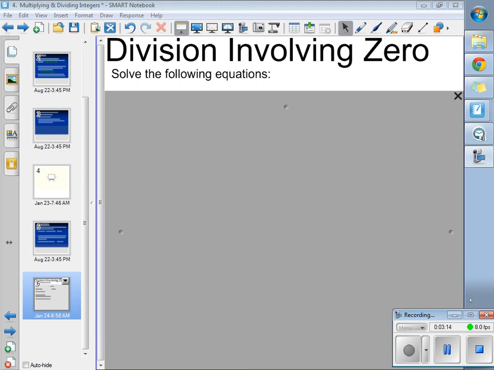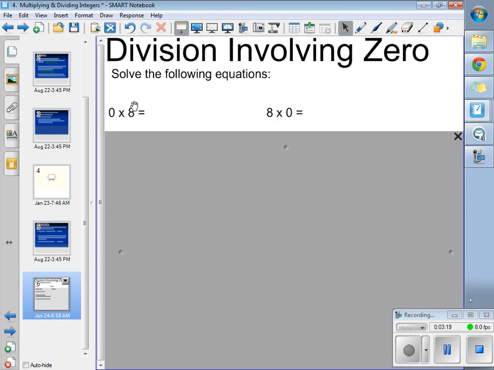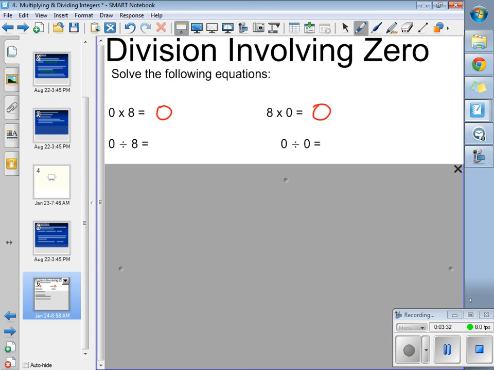So look at this property involving 0. So 0 times 8 is 0. 8 times 0 is 0. 0 times 8, 0 divided by 8 is 0. 0 divided by 0 is 0. Except that it's not. 0 divided by 0, if you do that, is an error.